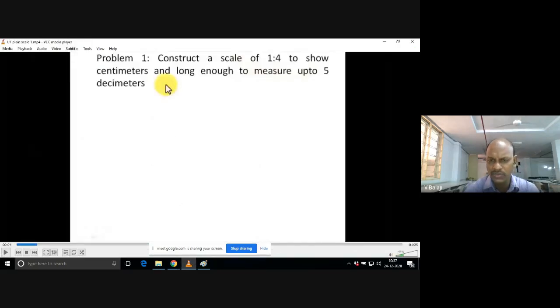Construct a scale of 1:4 to show centimeters and long enough to measure up to 5 decimeters. I don't want to construct the scale beyond that. My requirement is only to construct or design one scale which is capable of measuring up to 5 decimeters. Now, can anybody guess what this ratio 1:4 means?